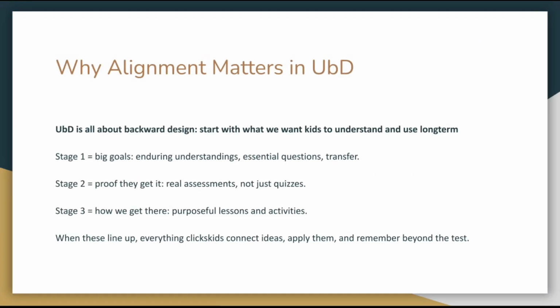So why alignment matters in UBD. UBD is all about backward design, starting with what we want kids to understand and then use long term. Stage 1 is big goals, enduring understandings, essential questions, and transfer. Stage 2 is proof they get it, real assessments and not just quizzes. And stage 3 is how we get there, so purposeful lessons and activities. And when these line up, everything clicks, kids connect ideas and apply them, and they remember beyond just the test.